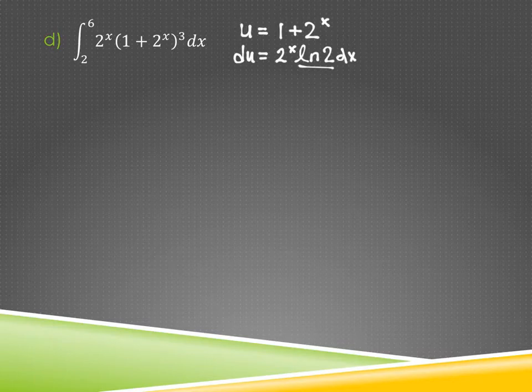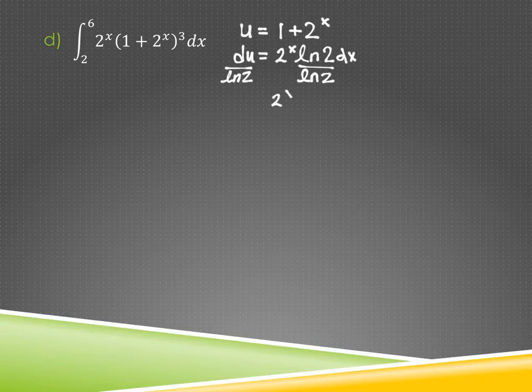Okay? So really what I have here is I have the 2 to the x, which I need, and I have it multiplied by some random other number. So here's what I'm going to do. I'm going to move the random other number to the other side of my equation.